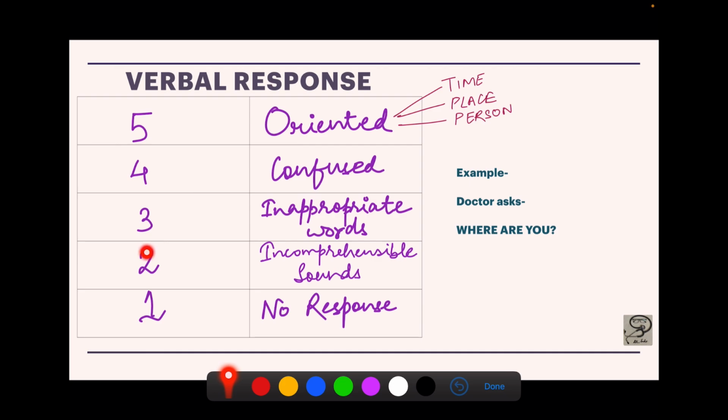Okay? Score 2, which means incomprehensible sounds, means it includes moaning, groaning, or mumbling. Here, not even words are formed, so the patient might reply to you like, hmm, ooh, like this, okay? And score 1 means no response at all.